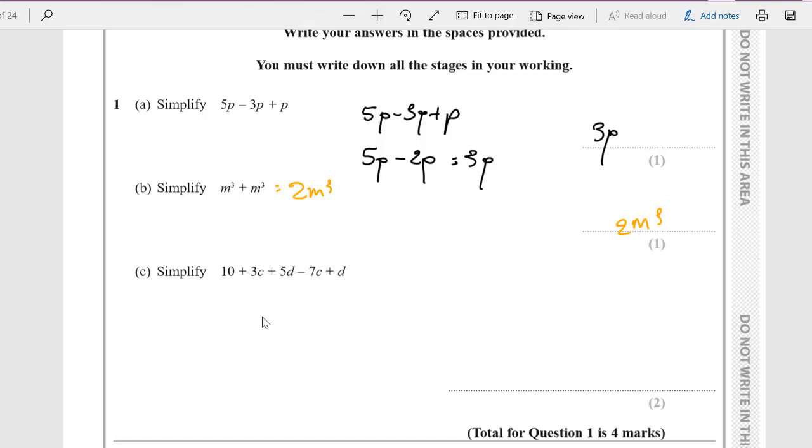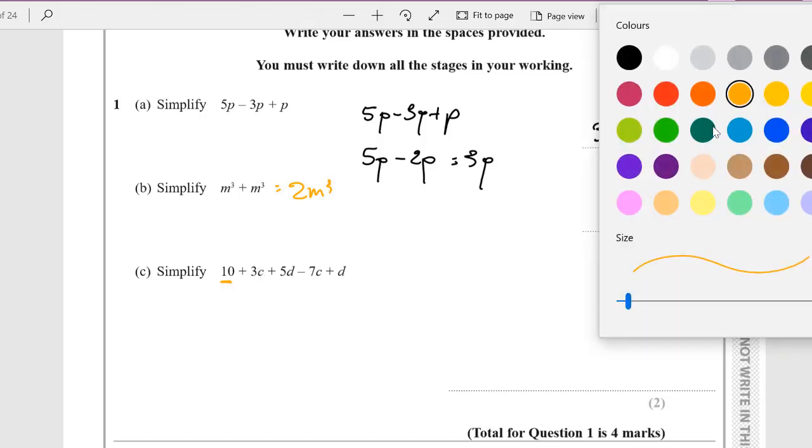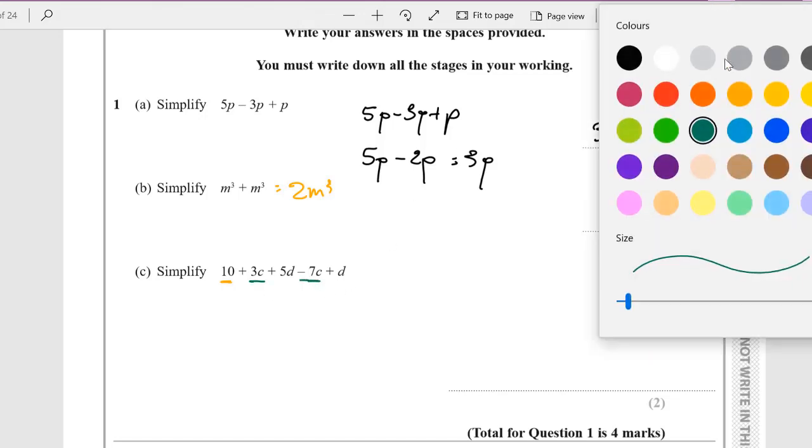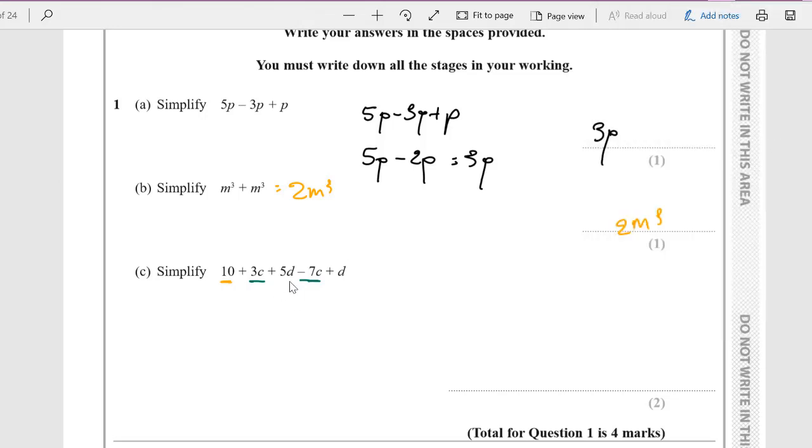And then it says here, simplify 10 plus 3c plus 5d minus 7c plus d. So let's collect the like terms. This is a numerical value, and all the others have variables and coefficients. So that's 10. So this is 3c and minus 7c. And we have 5d and d, right?